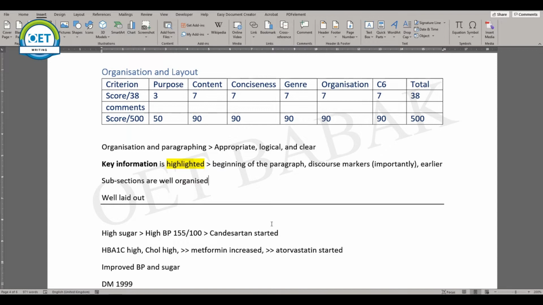We can say, well, these were the complaints at presentation. Then these were the findings: physical findings, blood test findings, urine, X-ray, imaging, anything. This was the management, and that was the result. So we can just cluster the information differently. But this needs to be appropriate and logical and clear.